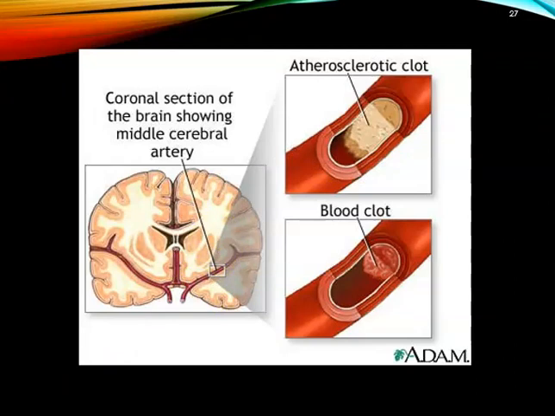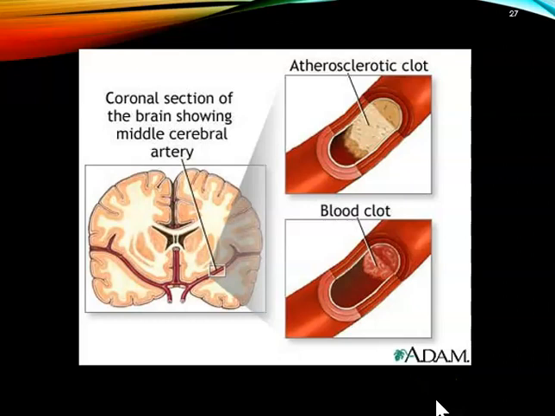With an ischemic stroke, there is a lack or a complete stop of blood flow. So we see here in both of these types of ischemic strokes, this atherosclerotic clot and this blood clot are completely occluding blood flow to this area. So that section of the brain is completely cut off. This is going to ultimately cause brain infarction. So this tissue could die, depending on how long that ischemia is lasting.